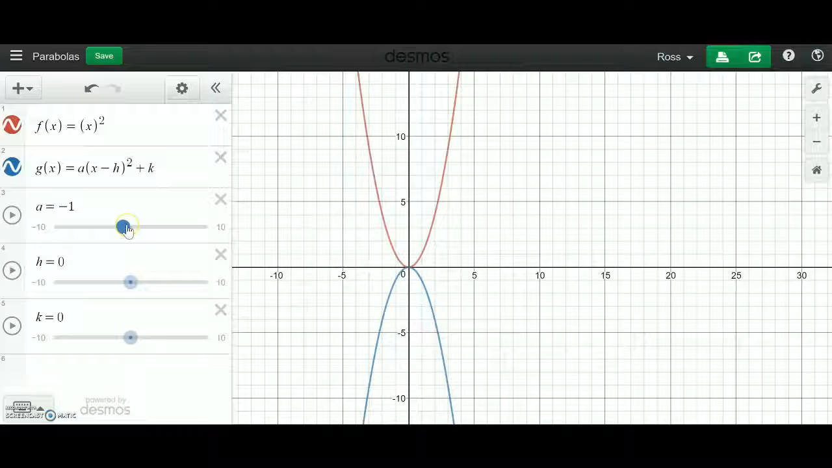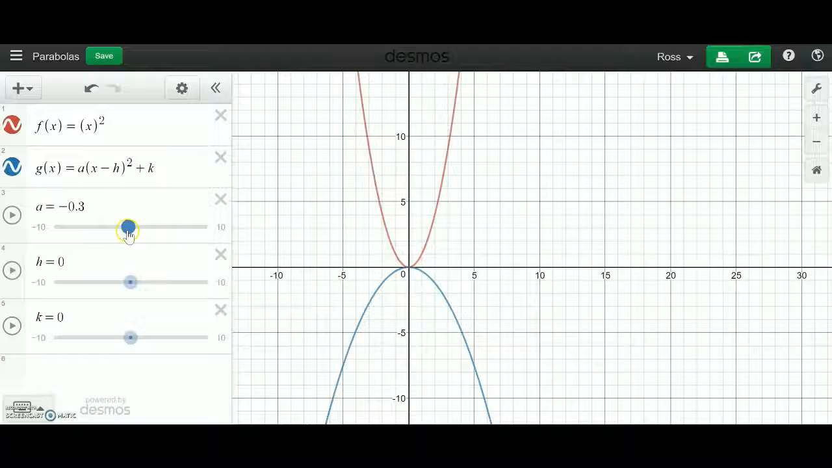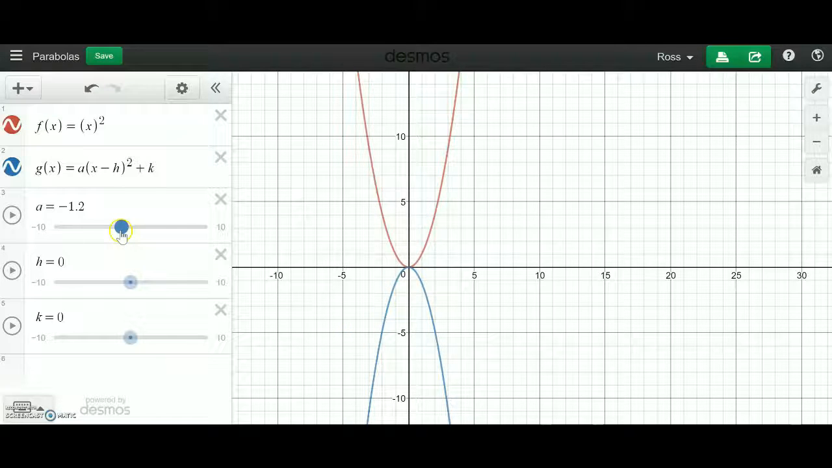And here the same rules apply. If we go to a value which is further from 0, so past -1, -2, -3, etc., we get a vertical stretch. Something in between -1 and 0, we get a vertical compression. So the same idea. And we'll practice this more in class.